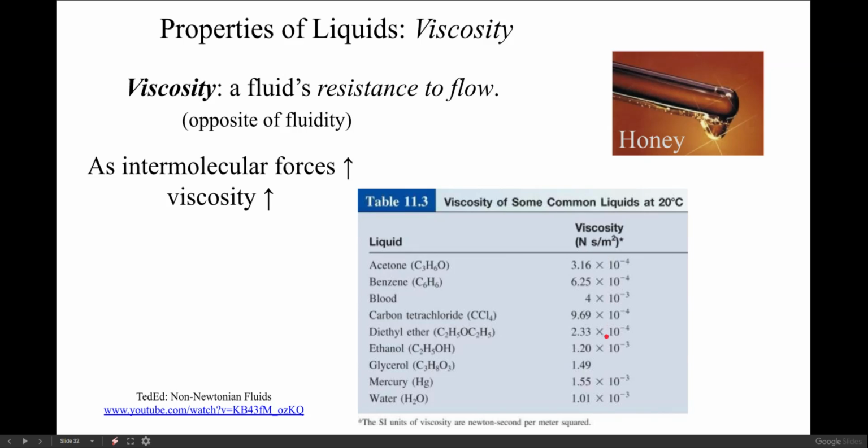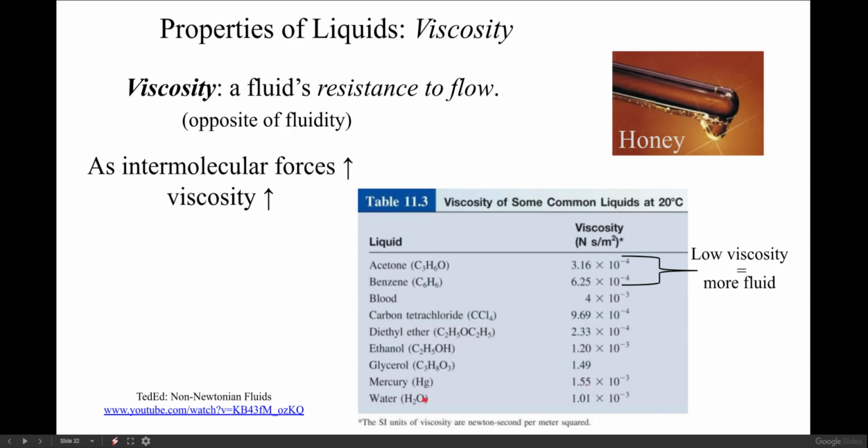Here's a fun little table that has a whole bunch of numbers. These values, basically, the larger the number, the more viscous it is. If you look at some of the ones up top, the smallest numbers, acetone and benzene, those chemicals are nonpolar. Well, actually, acetone's polar, but benzene is nonpolar. It has only London dispersion forces holding it together. Acetone has weak dipole-dipole forces, but since those are the lower attractive intermolecular forces, they're more fluid. They have lower viscosity.